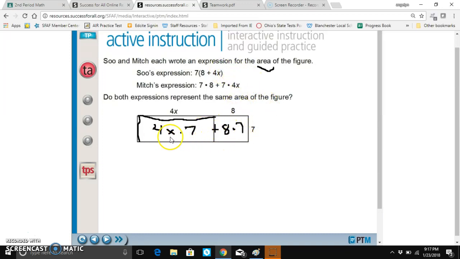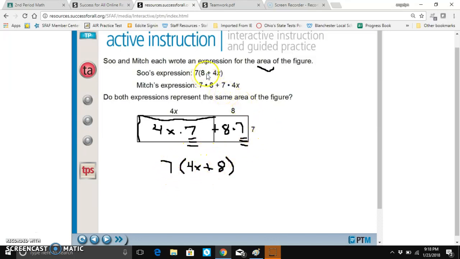Okay, so if you noticed, this looks like the distributive property backwards. The 7 has been distributed with the 4x and the 8. So the 7 would go on the outside of the parentheses. The plus sign in the middle of these two areas would be in the middle of the parentheses. The 7 was distributed with the 4x first, so 4x would go here. And then 7 was distributed with the 8 here, so 8 would go here. And if you notice, it's the same thing: 7 times 4x plus 7 times 8.